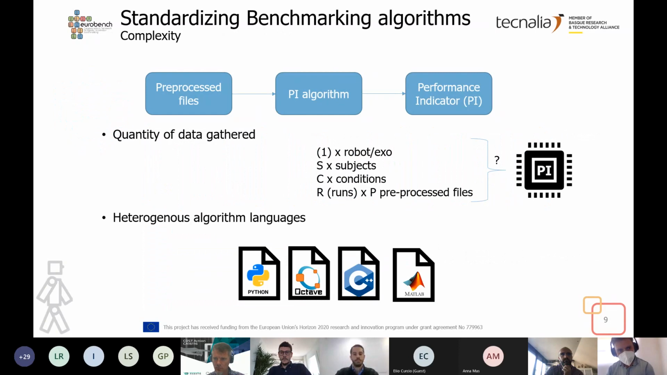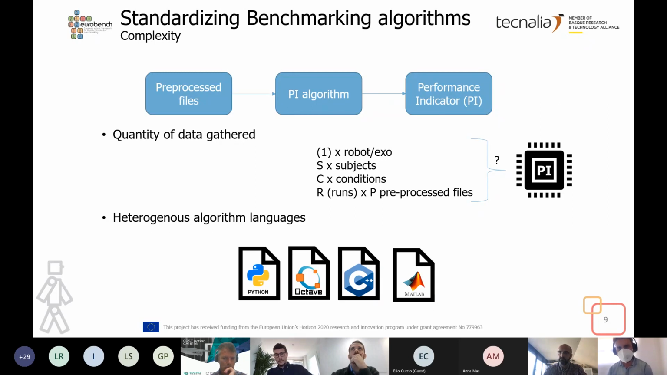Here we have an example of an algorithm we can have in EUROBENCH. We have an algorithm, and it receives some preprocessed files and makes its computations and generates some performance indicators. Here we have two problems. The process of standardization can be complex because we have two main issues. We have a lot of data, as we have said: files for describing the robot, the subjects, the conditions, files in each of the runs for registering all the information we want.